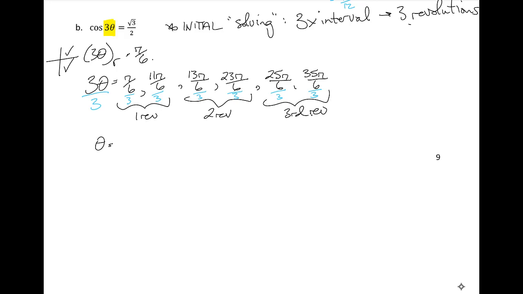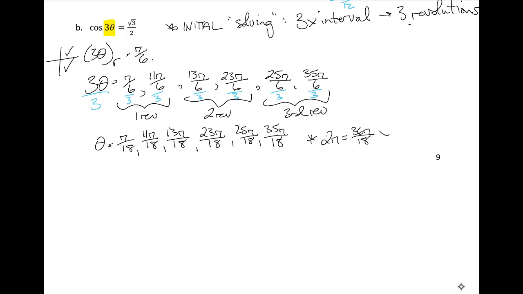So here I get pi over 18, 11 pi over 18, 13 pi over 18, 23 pi over 18, 25 pi over 18, and 35 pi over 18. And I want to double check that I haven't exceeded my interval, and I look here and I have not in fact exceeded my interval, because remembering that 2 pi with a denominator of 18 would be 36 pi over 18. So this checks out. I stay within my interval, and all of these are my possible solutions.